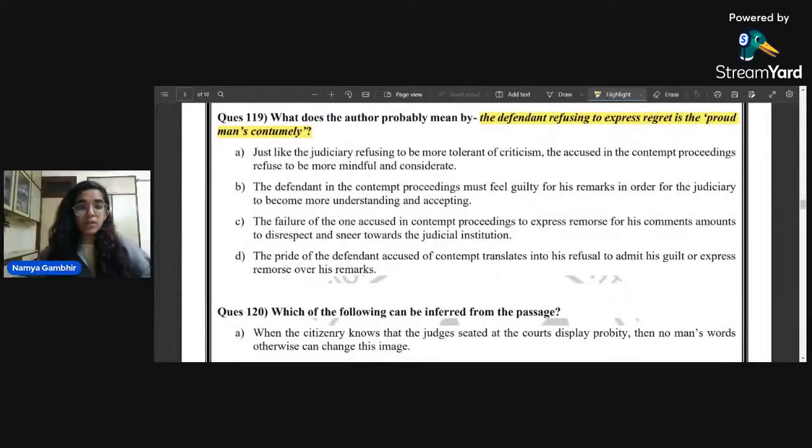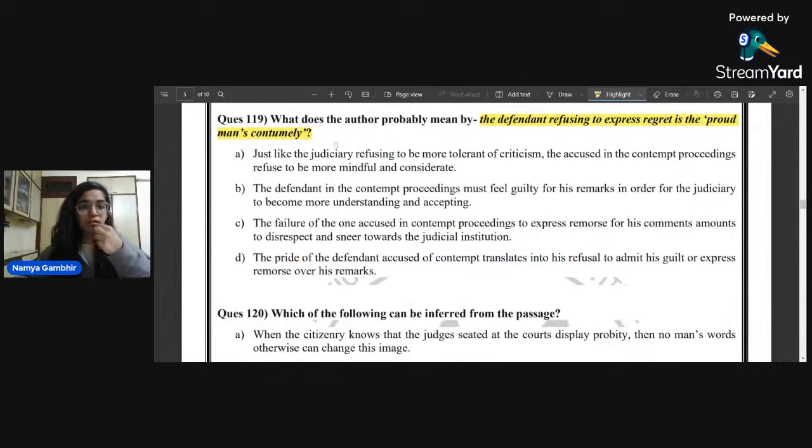Now the fourth question. What does the author probably mean by the defendant refusing to express regret is the proud man's contumely? Contumely basically means an abuse or slander, an insult which you put on another person. If you read the first option, it says the judiciary refuses to be more tolerant of criticism, the accused in the contempt proceeding refused to be more mindful and considerate. The second option says that the defendant in the contempt proceedings must feel guilty for his remarks in order for the judiciary to become more understanding and accepting. B does not really fit in, because there is no cause and effect relation expressed here.